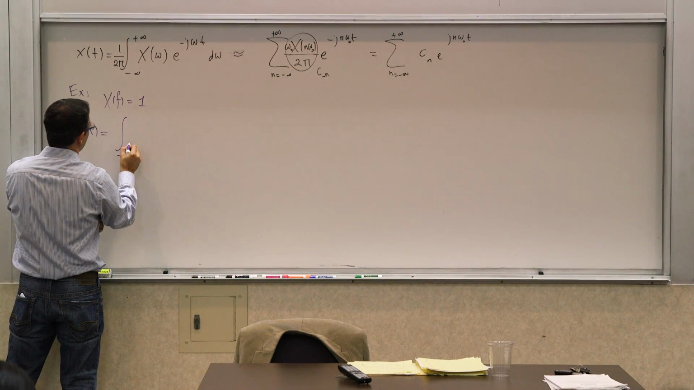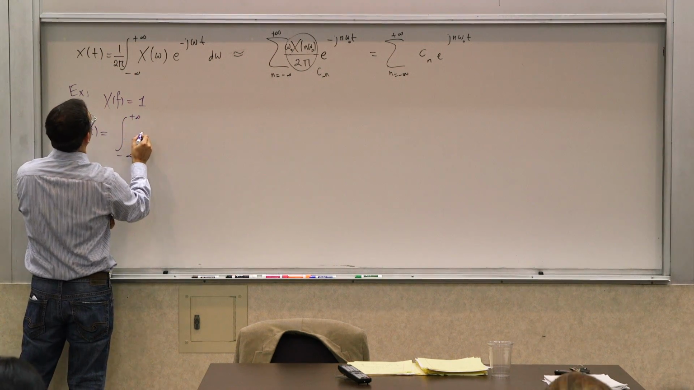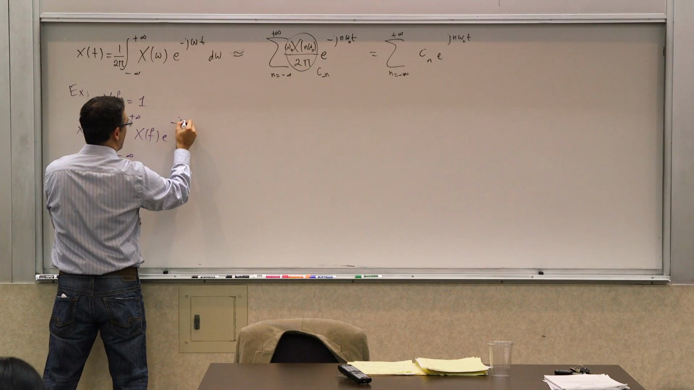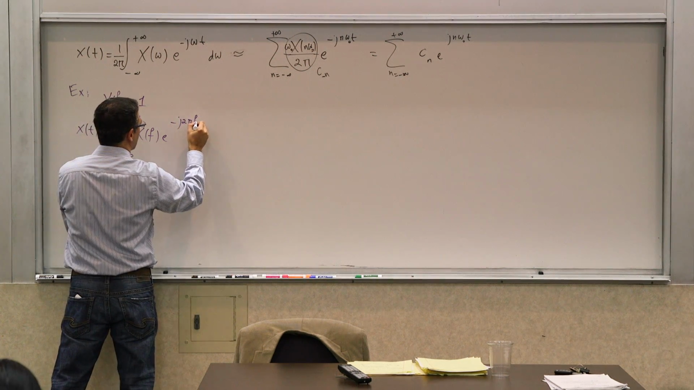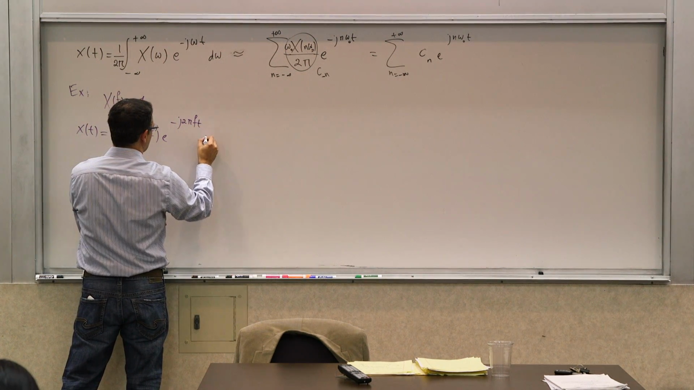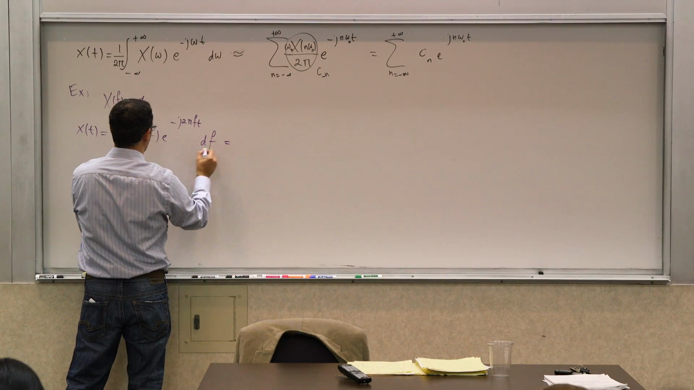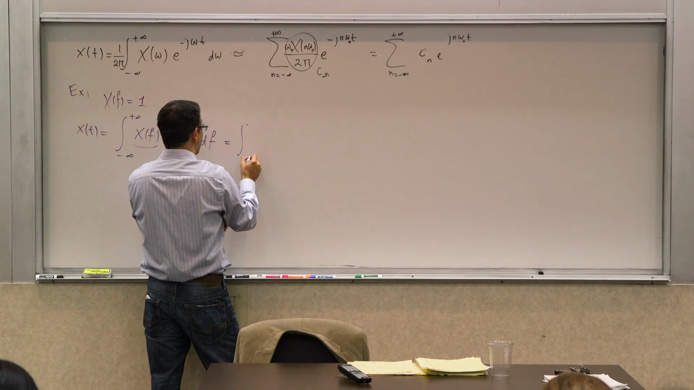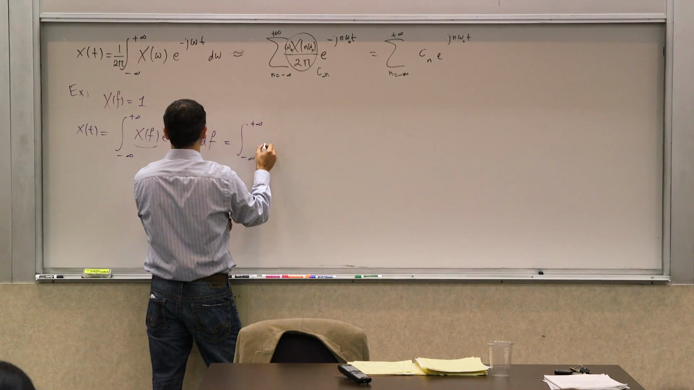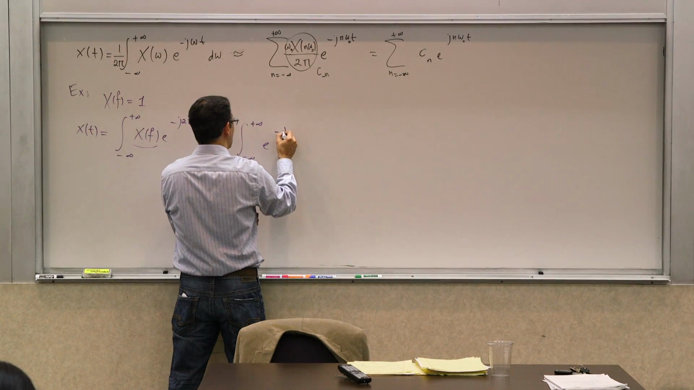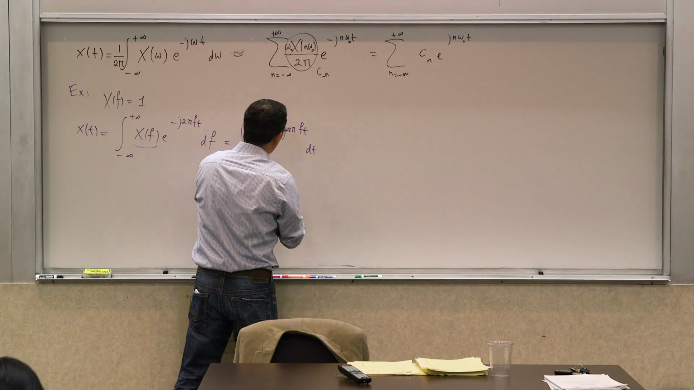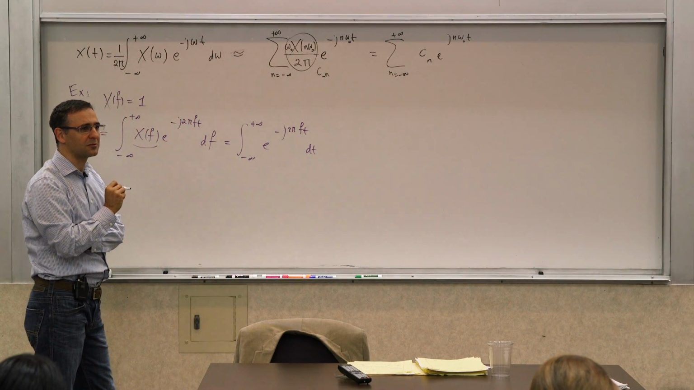It's an integral from negative infinity to positive infinity of X of f times e to the negative j 2 pi f t df. Now X of f is 1, so this becomes the integral from negative infinity to positive infinity of e to the negative j 2 pi f t df. What is this? How do you calculate this integral?